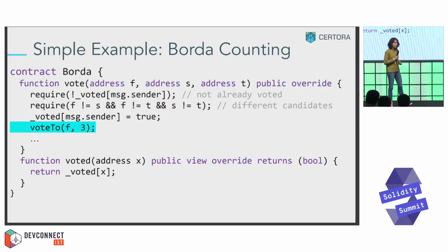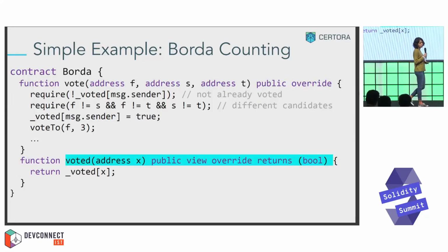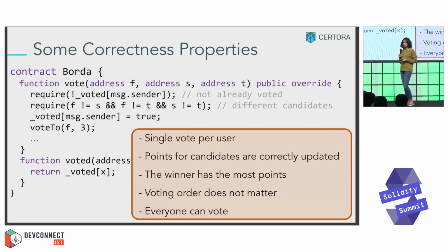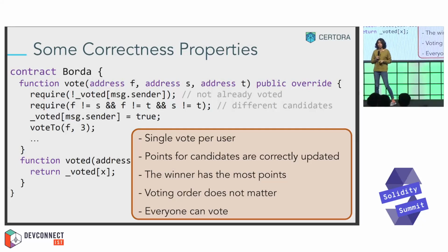And finally, we have this voted function, which is just a view function. It's just going to return the status of a given address X. Okay, so what are some properties that you would like for this program to satisfy? I have some here, and if you have some that you can think of, feel free to raise your hand and share them with me.